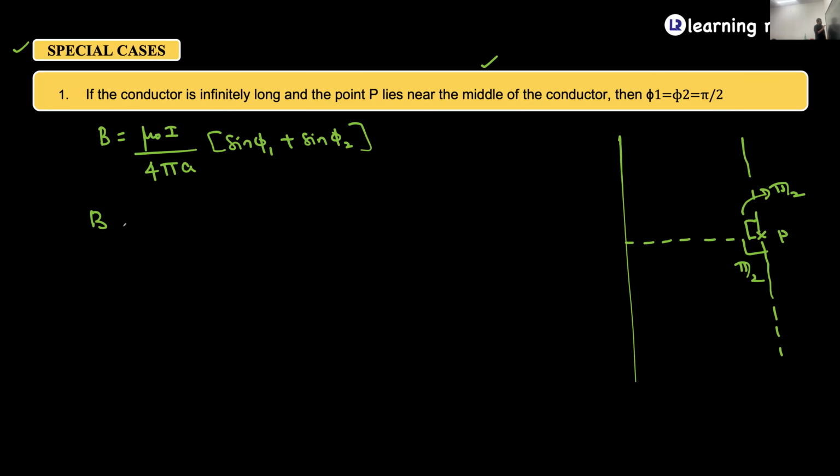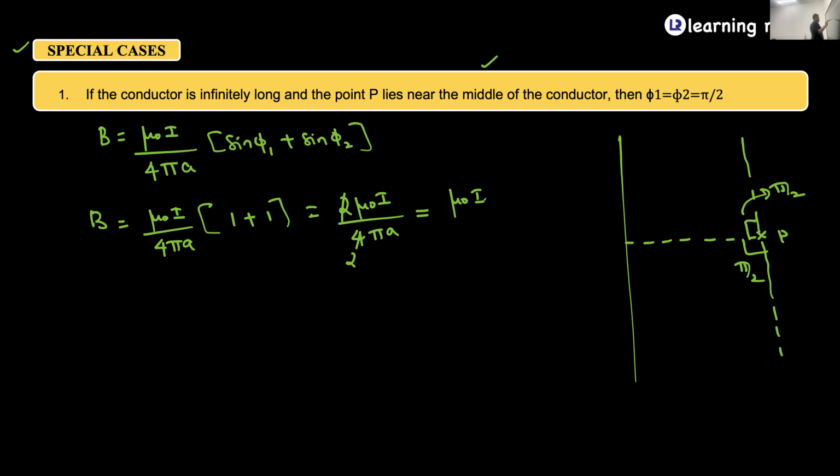So B will be equal to mu naught I divided by 4 pi A into sine pi by 2 is 1 plus another 1. It is going to be 2. So what will you get? You will get 2 times mu naught I divided by 4 pi A. This and this will get cancelled. This will be equal to mu naught I divided by 2 pi A.